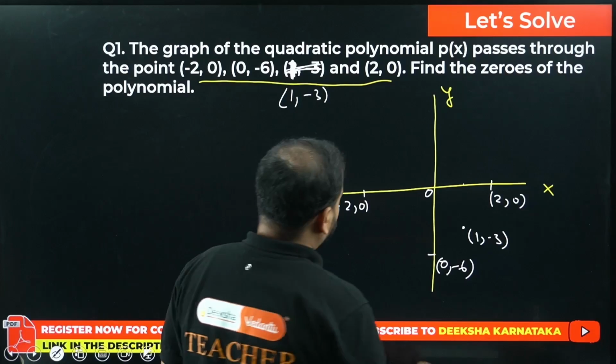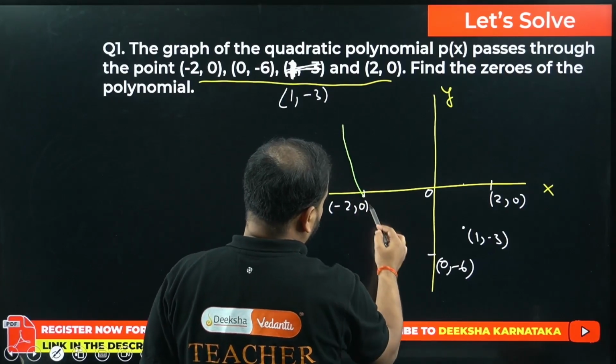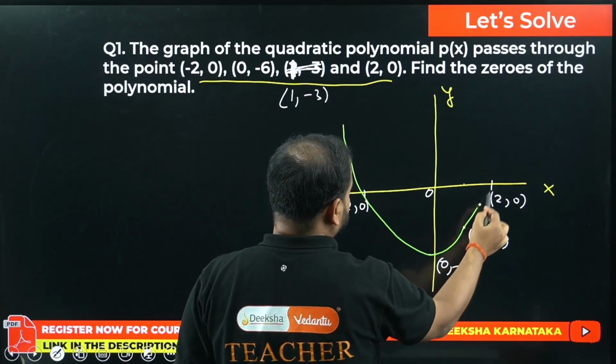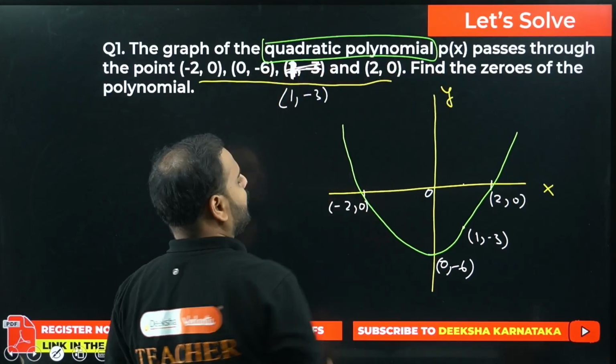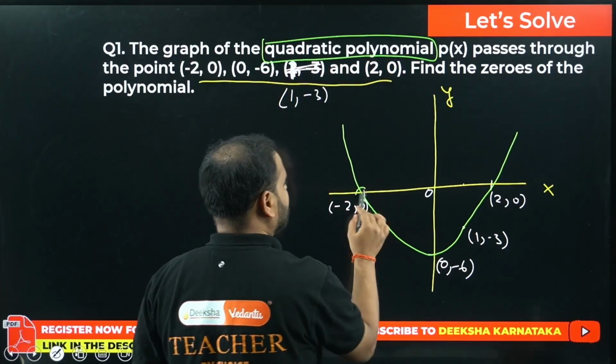So parabola, we know that. How come parabola, sir? Because it is a quadratic polynomial, which means a parabola. Passing like this means you'll have these other points.